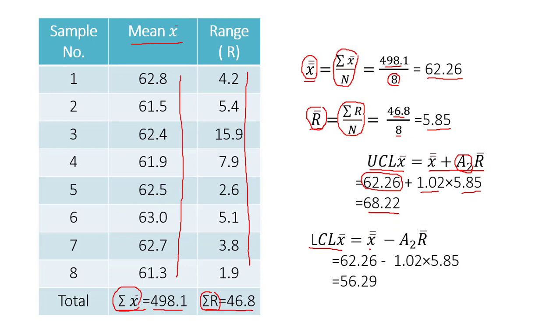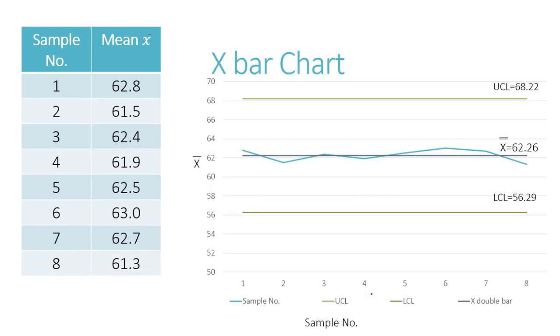The equation of the lower control limit is X double bar minus A2 R bar. From this equation we will find the lower control limit of the X bar chart as 56.29. After finding the upper control limit and lower control limit for the X bar chart, we can now draw the X bar chart. To draw the X bar chart we need to consider the 8 samples and their respective values of mean, that is 8 values of mean.